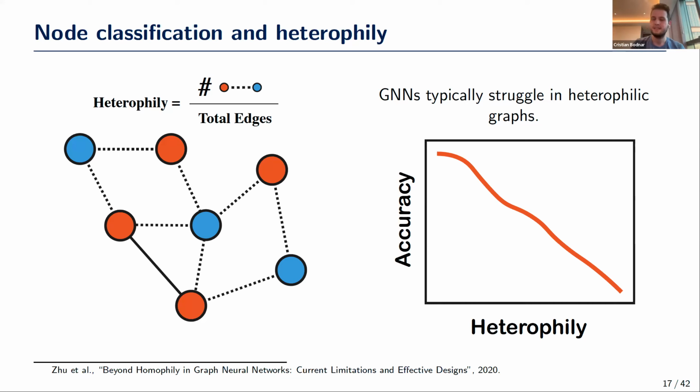But the graph neural networks that people have used for many years and that have been quite popular often struggle in this setting, and you're going to see a plot like this. So that's one problem we're tackling.